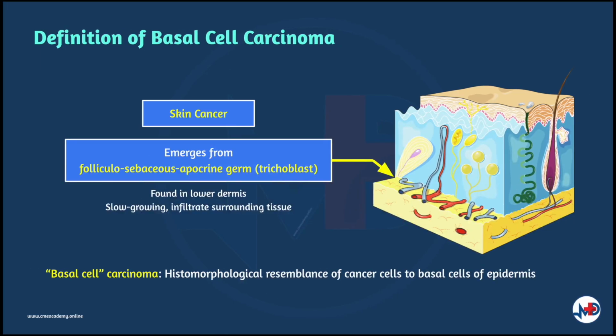Basal cell carcinoma is a type of skin cancer that emerges from folliculosebaceous apocrine germ, also known as trichoblast, which is found in the lower epidermis. This tumor is slow growing and it infiltrates surrounding tissues. The histomorphology of the cancer resembles basal cells of the epidermis, hence it is known as basal cell carcinoma.